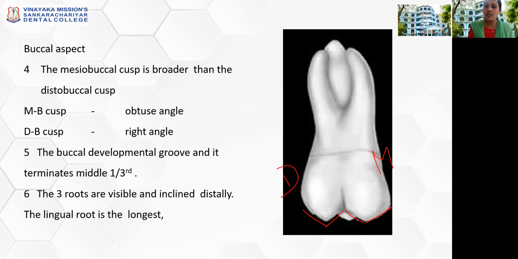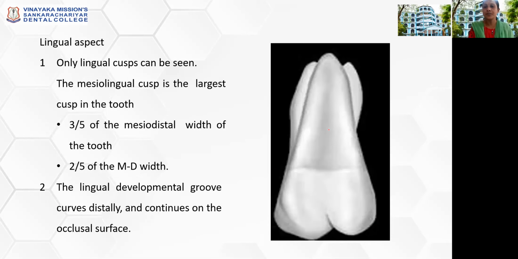In the mesiobuccal cusp, these two slopes form an obtuse angle, and the distobuccal cusp forms almost right angles. From the buccal aspect, we can appreciate three roots, which show distal inclination. This is the lingual surface of the tooth. This is the mesial aspect, and this is the distal aspect.